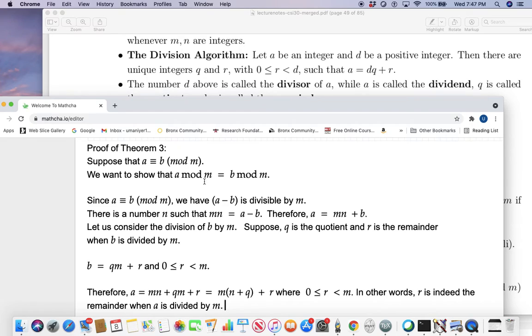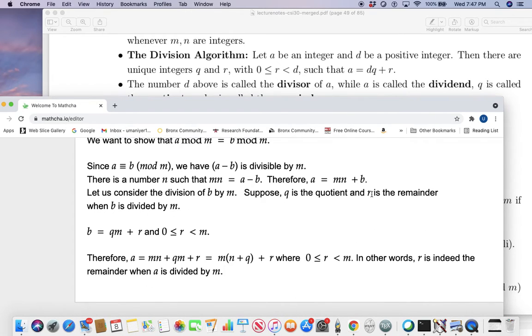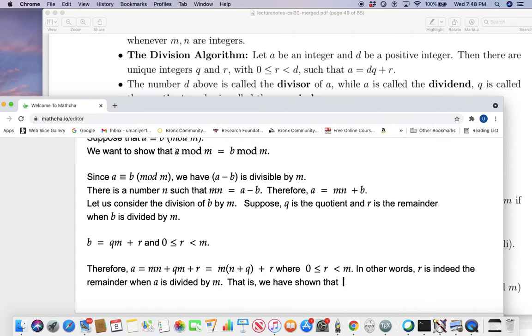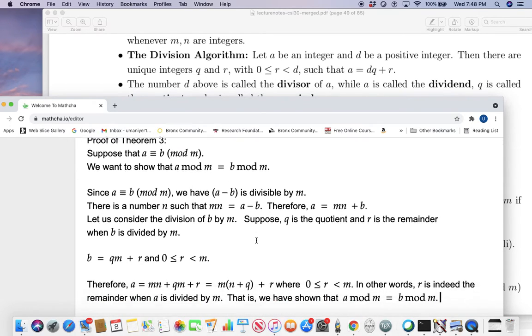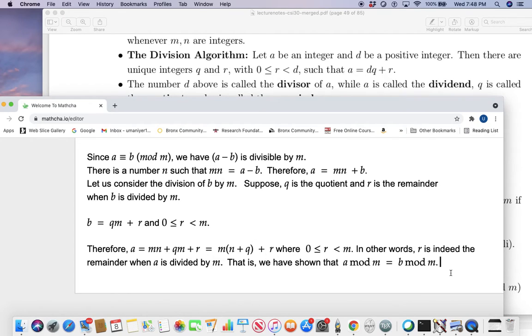Right? We want to show that the remainder when A is divided by M is equal to the remainder when B is divided by M. And we just said R is the remainder when B is divided by M, and R is also the remainder when A is divided by M. That is, we have shown that A mod M equals B mod M. So one way implication we managed. We assumed A is congruent to B mod M, and we proved that A mod M equals B mod M.